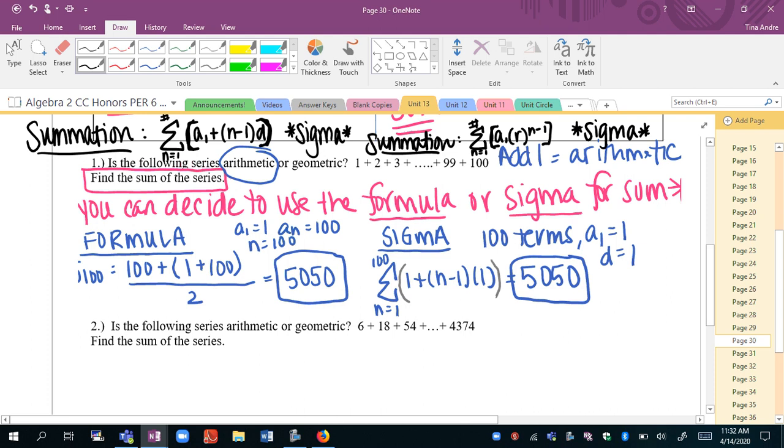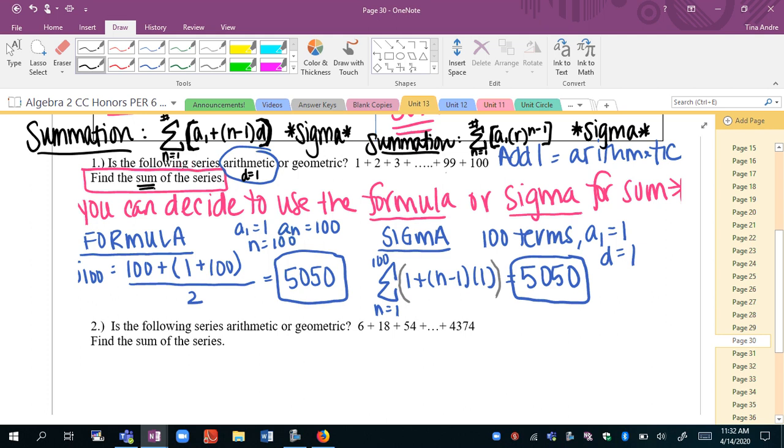It says, is the following series arithmetic or geometric? Well, the first thing I want to look at is how do I get to each term? I'm adding 1 to get to each term. So that's why it's arithmetic. The common difference here is equal to 1. You're adding 1 each time. Since it says to find the sum of the series, that means I can decide, do I want to use the summation notation, the sigma, or do I want to use the formula?